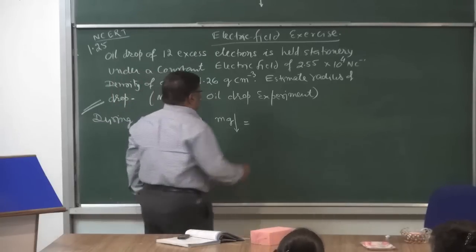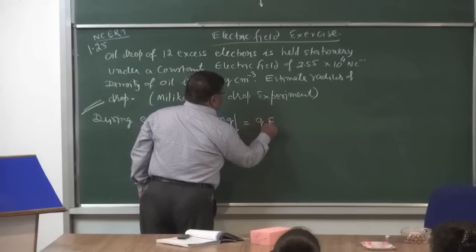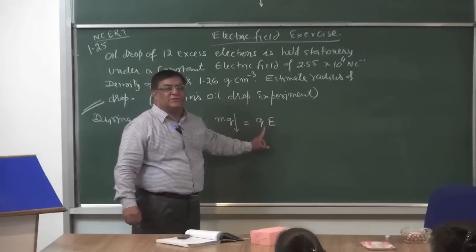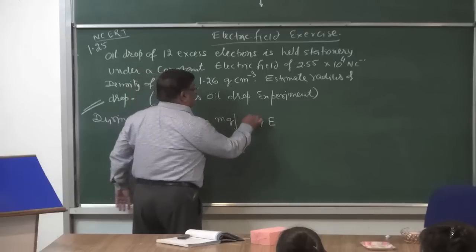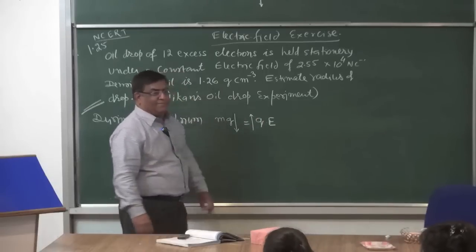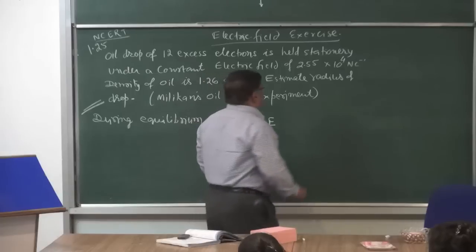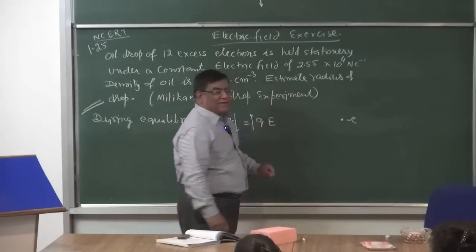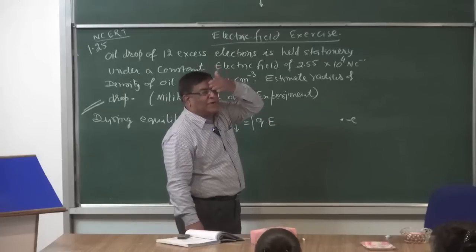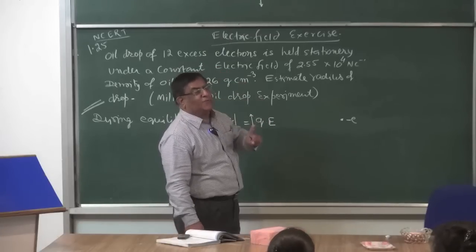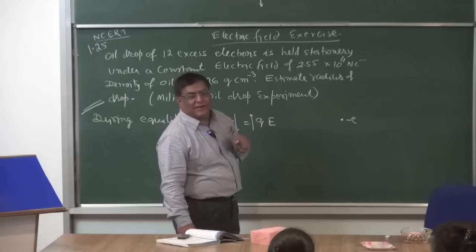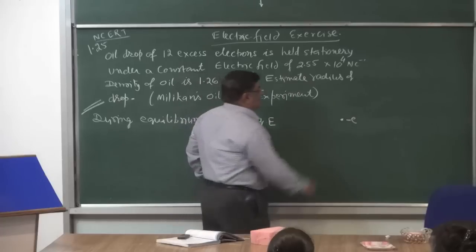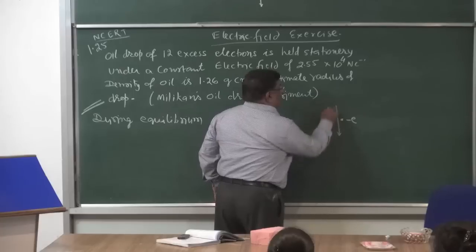What is the formula for electric force? For a charge q placed in an electric field E, the force is qE, and we will direct it in such a way that its direction is upward. Now if there is an electron, how much is the charge on the electron? Minus e. What should be the direction of the electric field so that it experiences a force upward? The electric field should be directed downward.